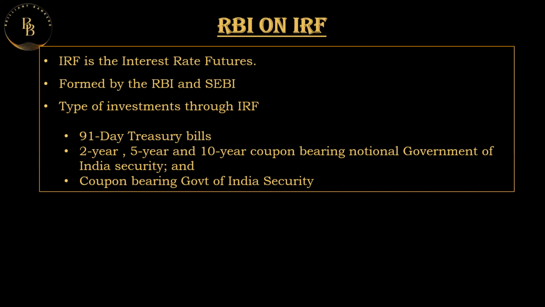So in 2013, the RBI allowed IRFs deriving value from their underlying securities in the recognized stock exchanges, like the 91 days treasury bill, and the 2 years, 5 years, and 10 years coupon bearing Government of India security. So where the risk is less and the investment can be done with the risk on the Government of India and the coupon bearing Government of India security. So all these were being issued by the Government of India itself. So RBI had given a go ahead to the interest rate futures.